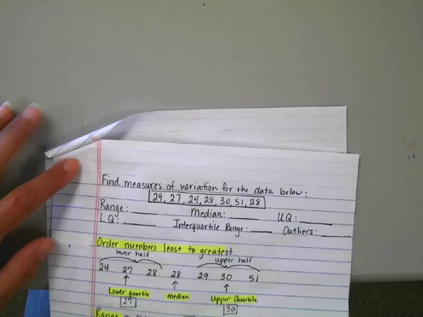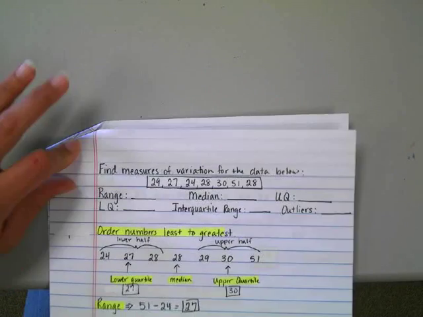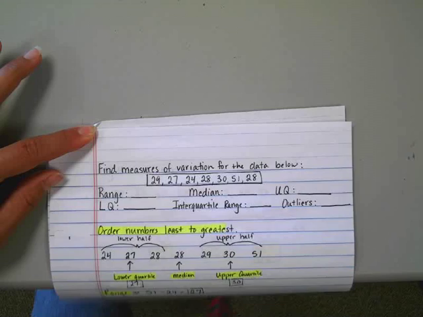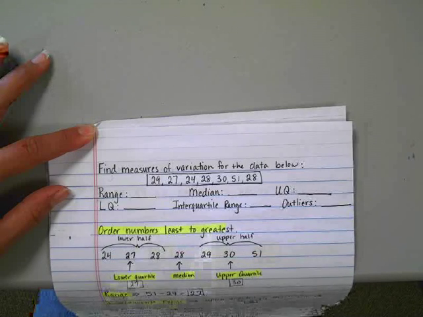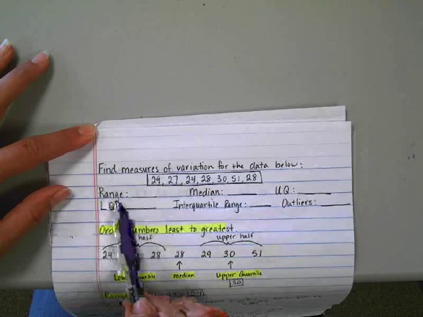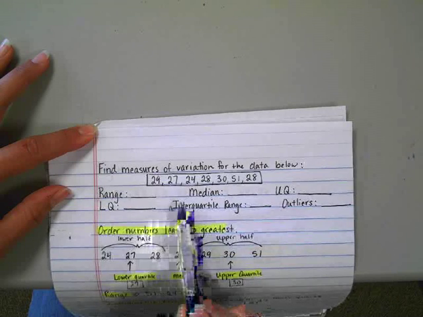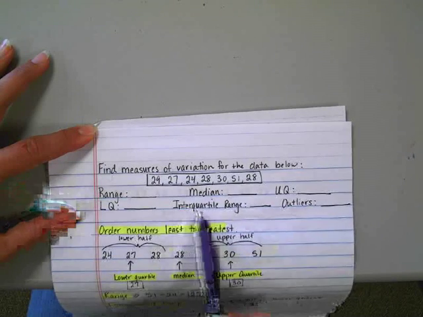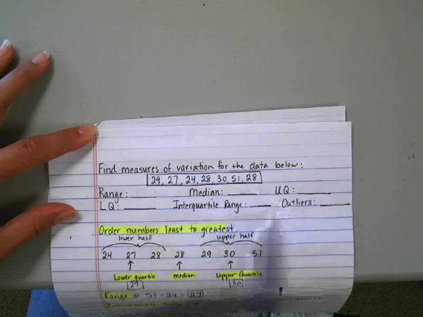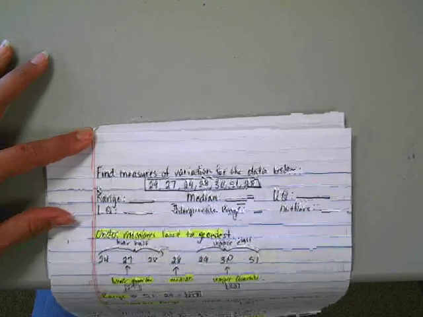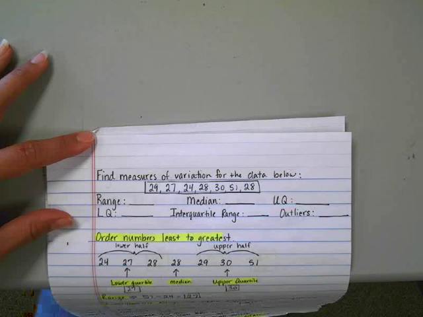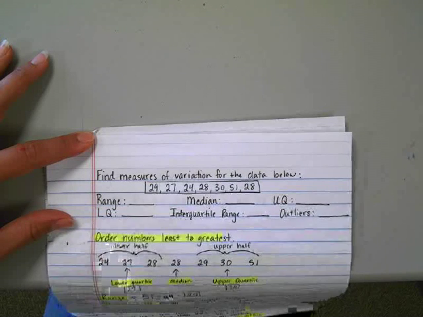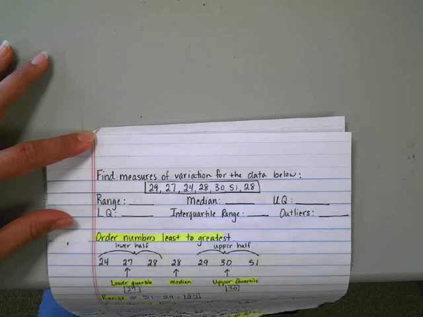We are going to be finding the measures of variation for this data below. Take a second to write down these numbers. We're going to be finding range, the lower quartile, the median, the interquartile range, upper quartile, and the outliers. So the first thing that we have to do with these numbers is we have to order them from least to greatest. I like to spread out my data so that I will have plenty of room to write in lower half, upper half, and the quartiles and other labels.